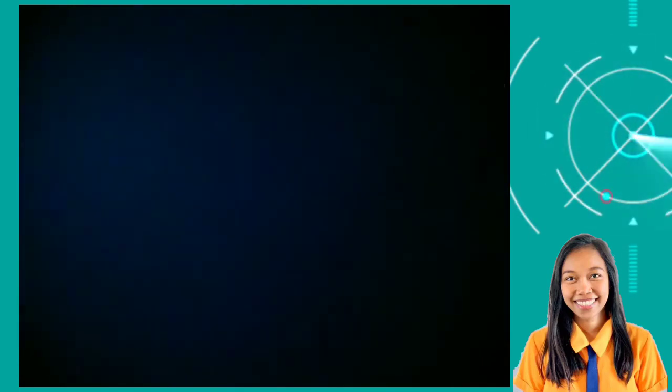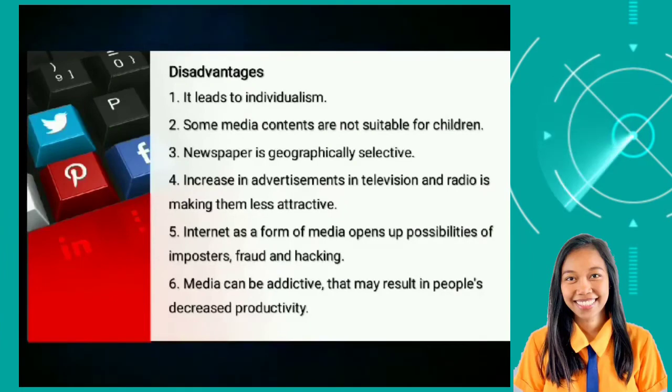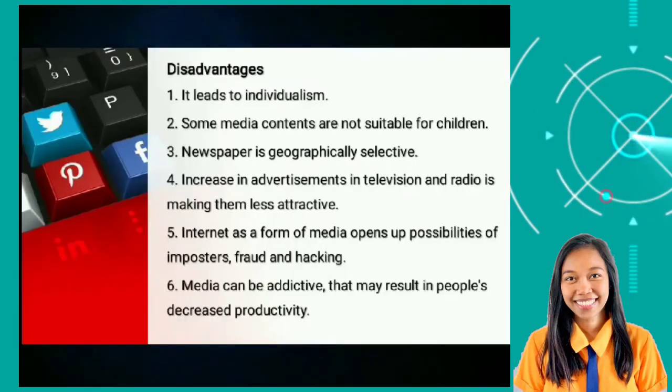And number 3, newspaper is geographically selected. And number 4, increase in advertisements in television and radio is making them less attractive. And number 5, internet as a form of media opens up possibilities of impostors, fraud, and hacking. Think before you click is highly recommended for us as media users in order to avoid crime or issues in the world of media.